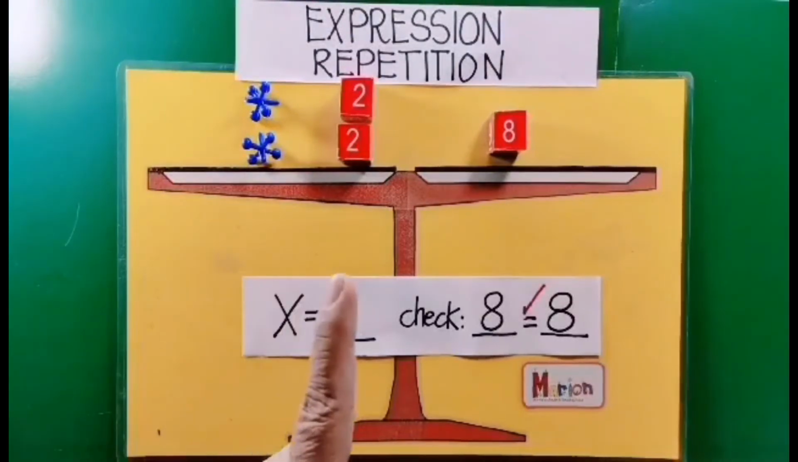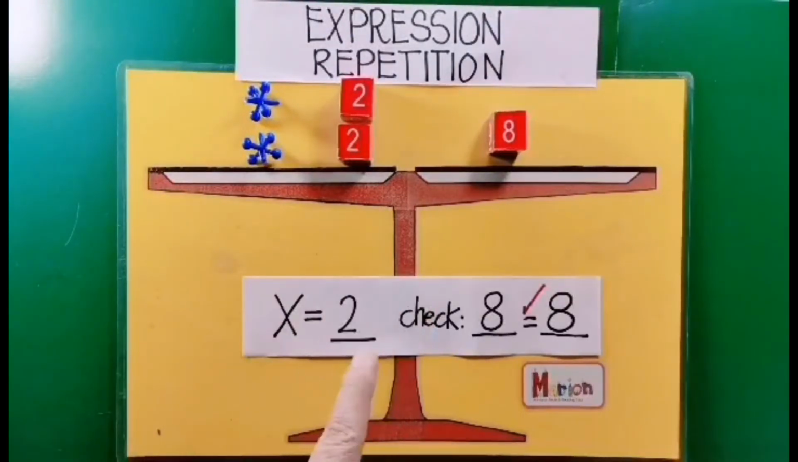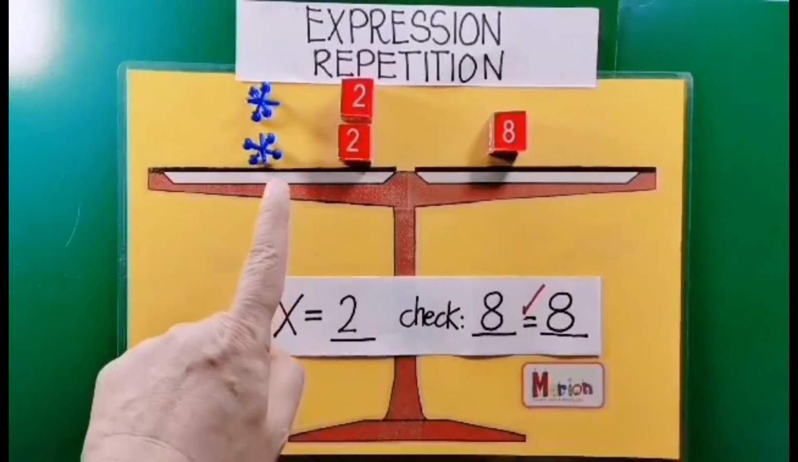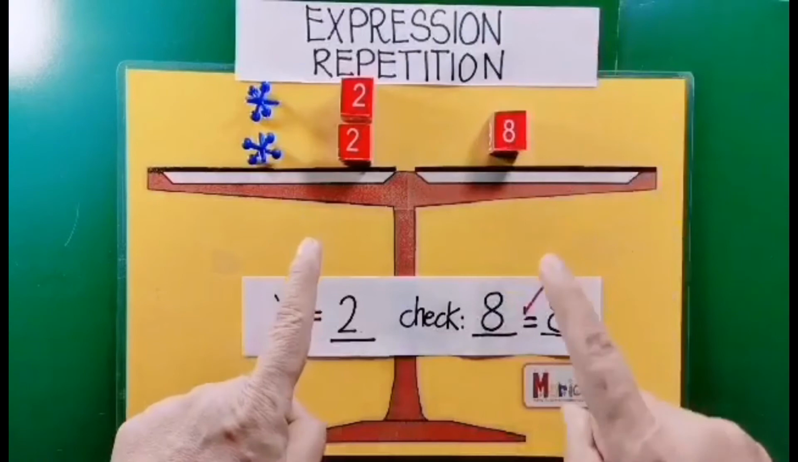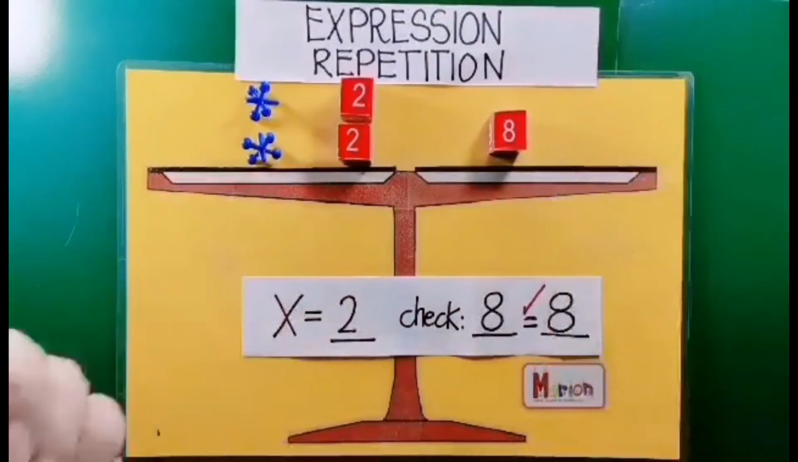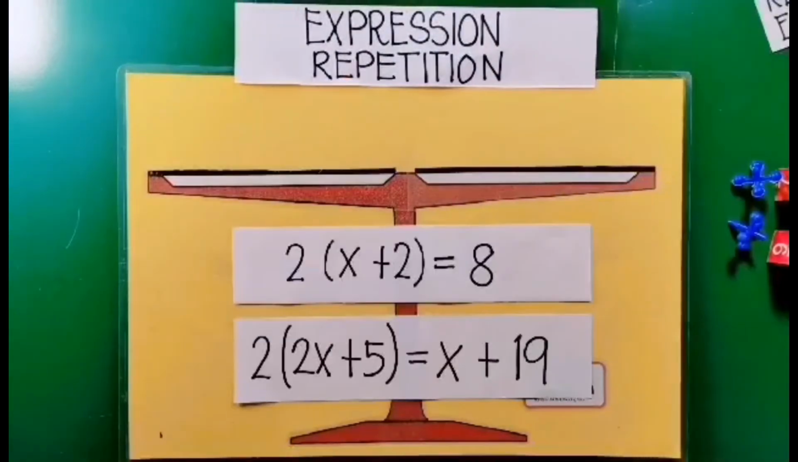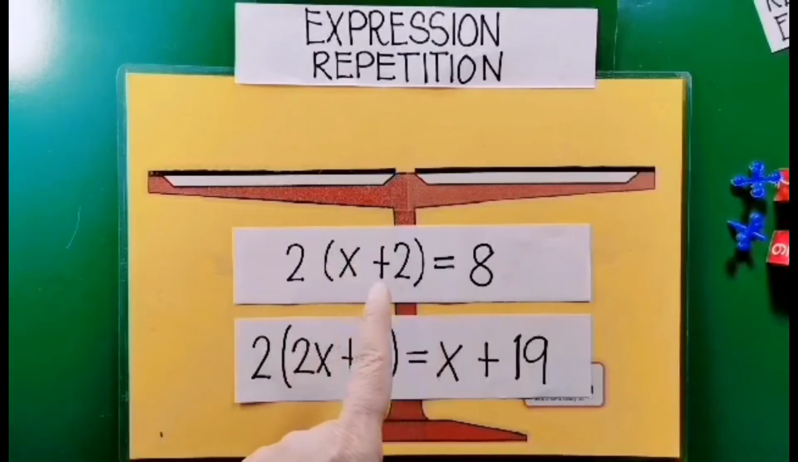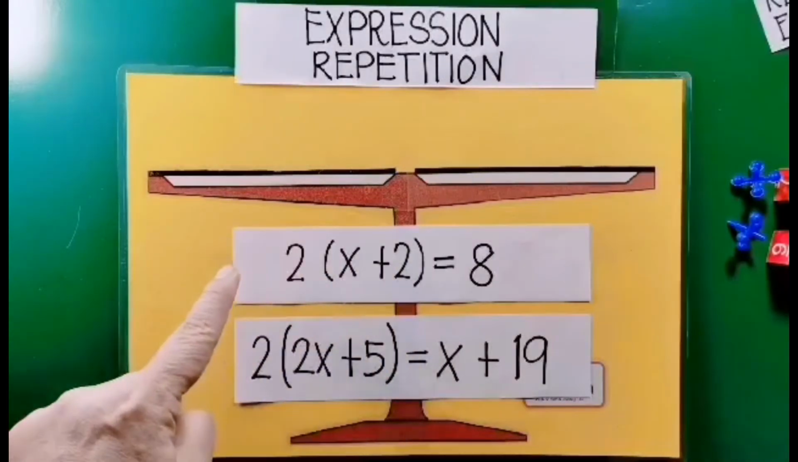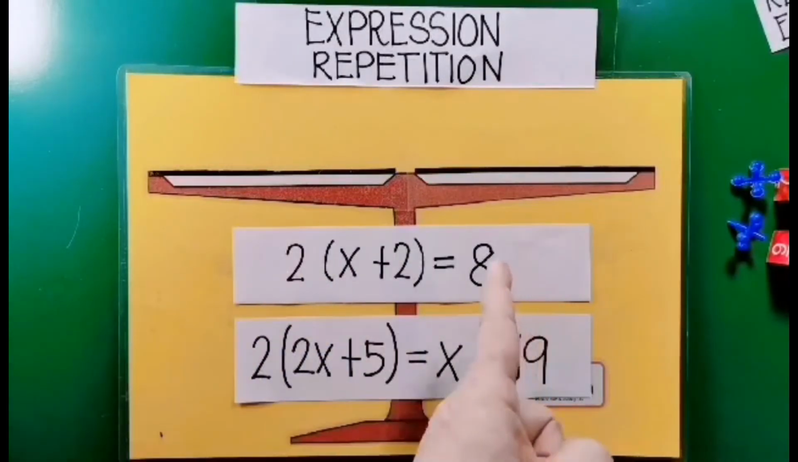So now for our final answer. X is equal to 2, and the value of our equation is 8 on the left side and 8 on the right side. Okay, so we're done solving an equation with an expression on one side and a dice on the other side.